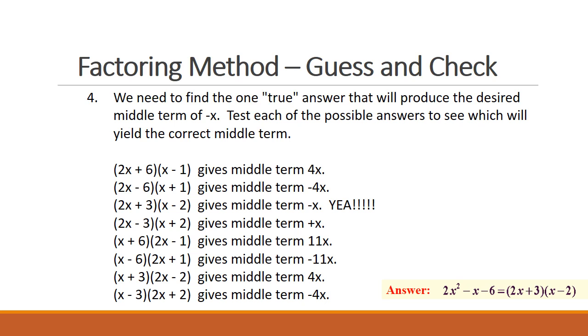As you go through this, you see that my third combination, 2x plus 3 times x minus 2, gives us the middle term of negative x that we're looking for. So 2x squared minus x minus 6 factors into 2x plus 3 times x minus 2.